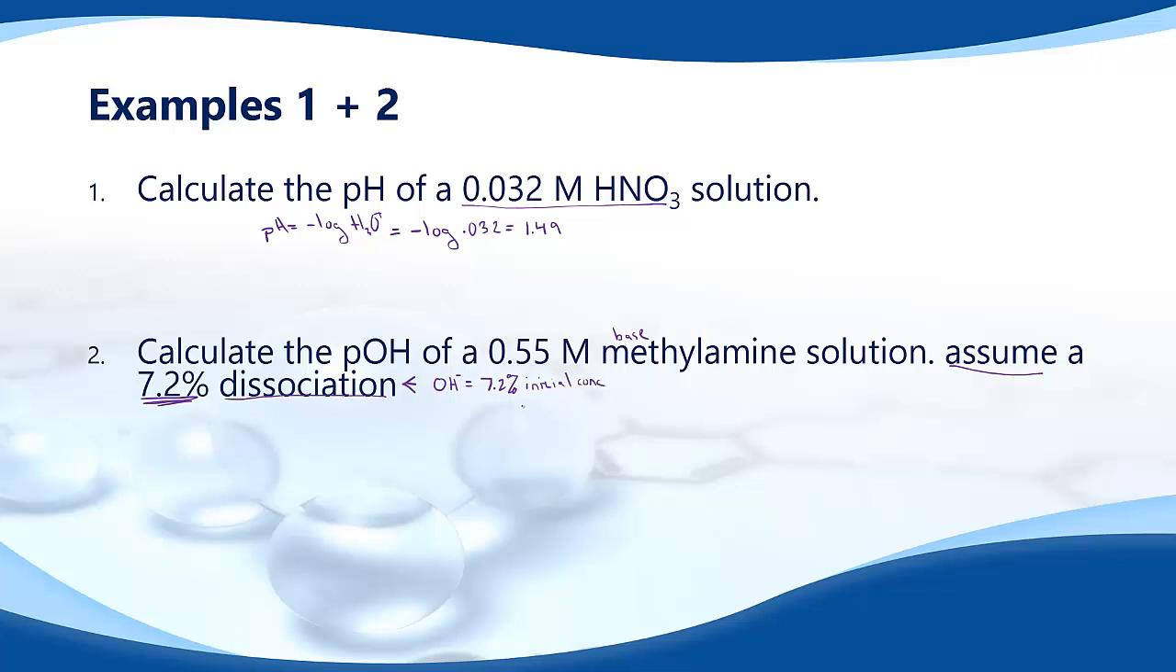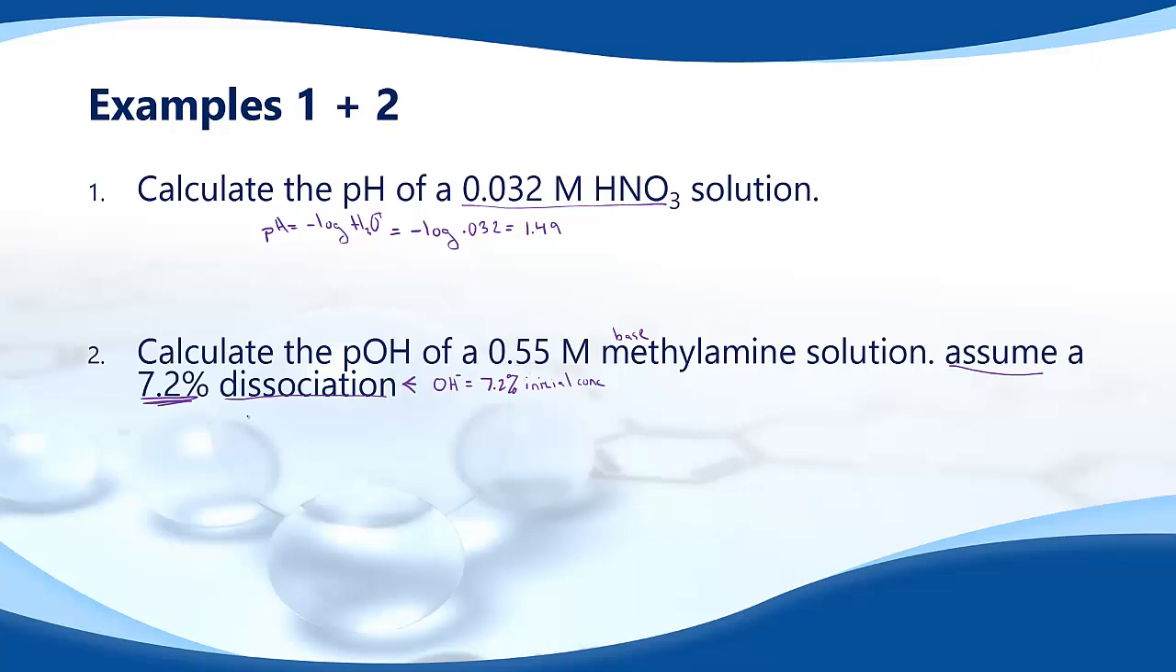concentration. Right, so out of this 0.55 molar, because methylamine is a weak base, it's not one of our strong bases, right? It's not a group 1 or group 2 hydroxide. So it only breaks up a little bit. In fact, only 7.2% of it breaks up. Right, so we're going to do 7.2% of 0.55.